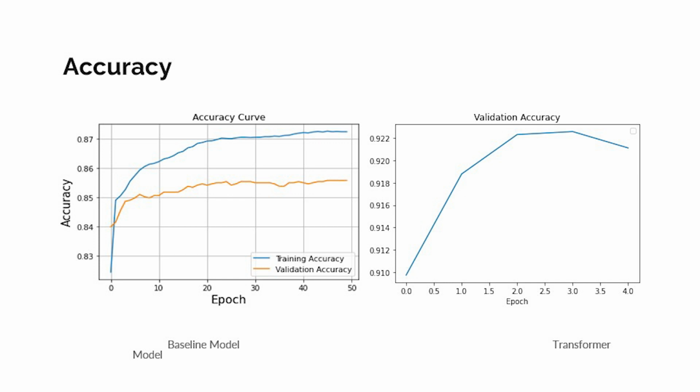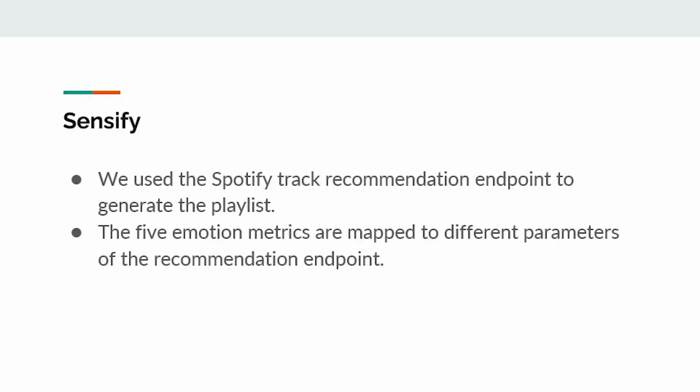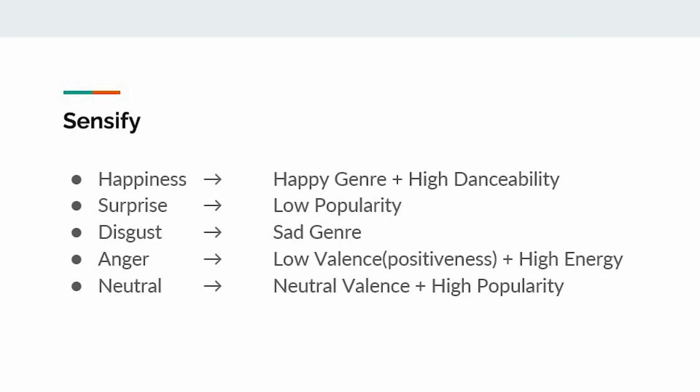So let's talk about Sensify. We built on the Spotify track recommendation endpoint to generate the playlist, and the 5 emotion metrics are mapped to different parameters of the recommendation endpoint. Happiness is mapped to happy genre and high danceability. Those are actual parameters of the Spotify endpoint. And surprise is mapped to low popularity, so it's going to recommend music you have not heard before, to surprise you.